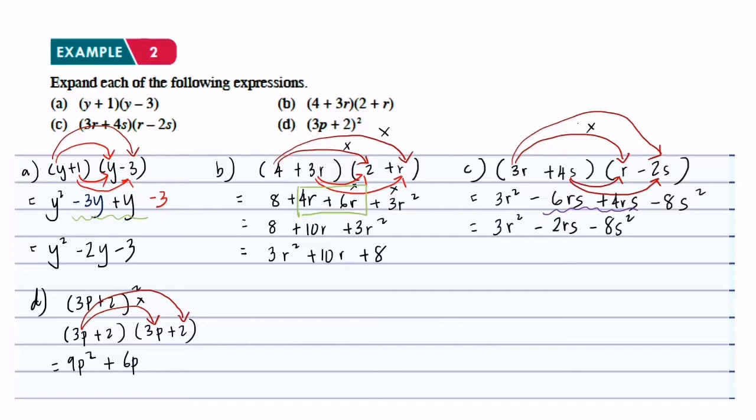After we settle 3p, now 2. So 2 times 3p and also 2 times 2. So 2 times 3p equals 6p. And 2 times 2 is positive 4. So equals 9p squared. 6p plus 6p is 12p plus 4.